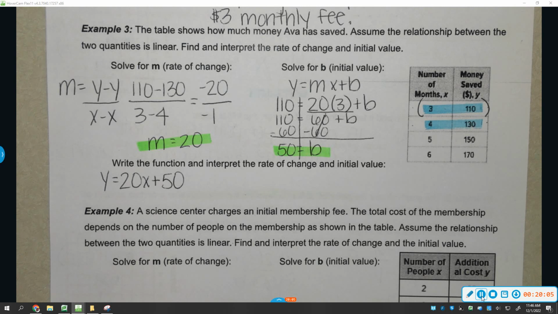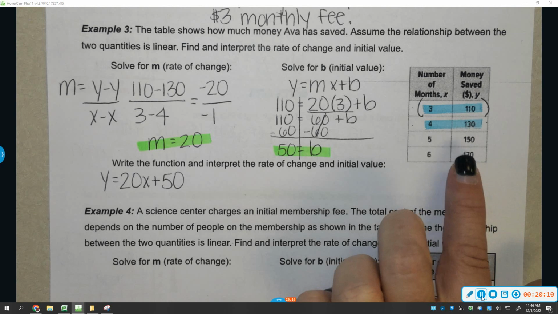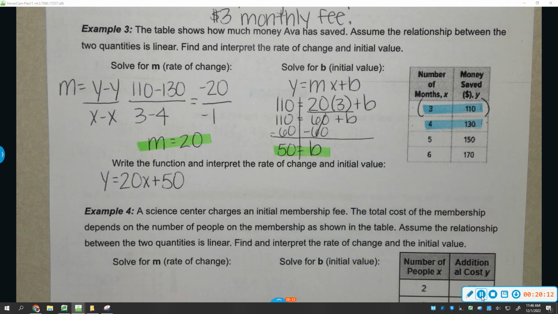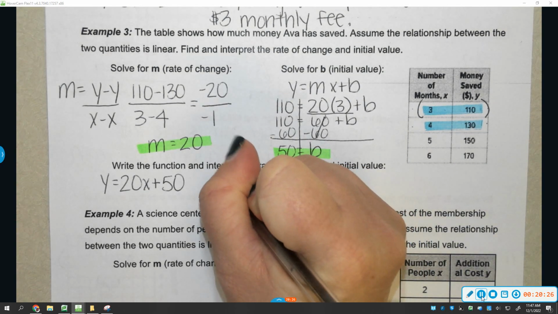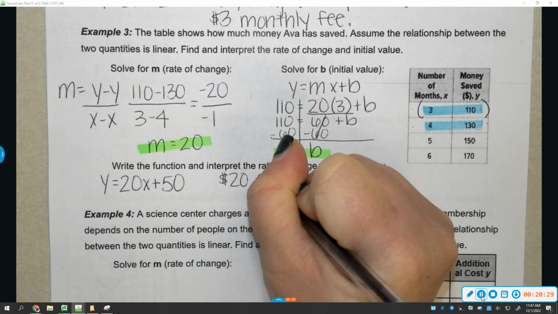Not the number of months she saved. Anybody else? Again, we're comparing money and months. Azarian? The money she saved what? Tristan? Not yearly. How did we measure time? Months. So the $20 is $20 per month.